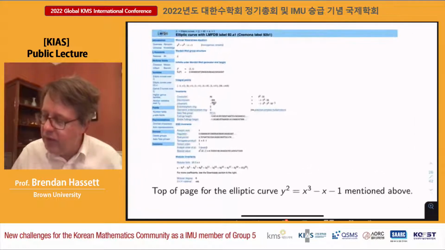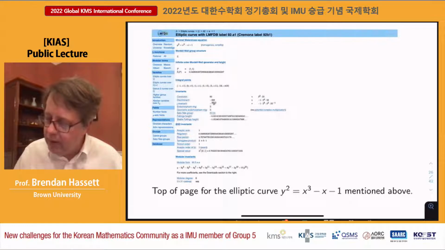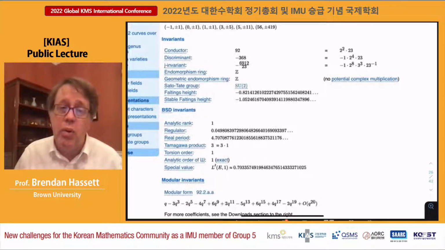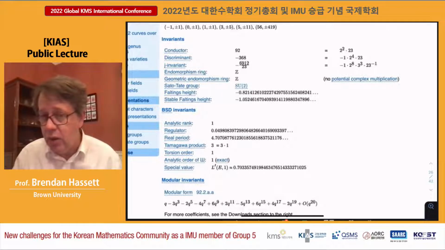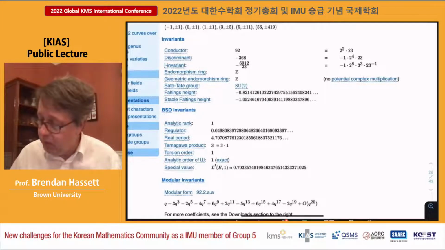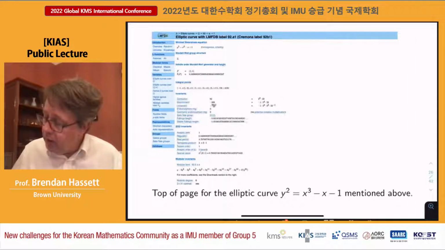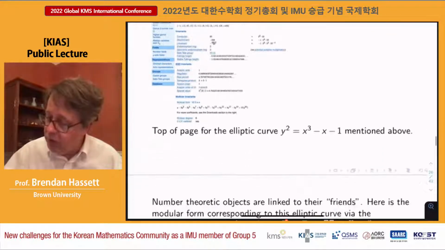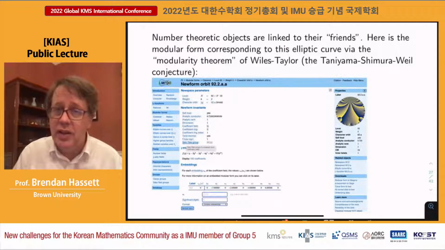And lots of information that is relevant to things like the Birch-Swinnerton-Dyer conjecture. So you see here the BSD invariants. These are the things that actually go into the precise formulation of the Birch-Swinnerton-Dyer conjecture. All the different things that go into the shape of the functional equation, we present them here. And we try to link the objects that are related to each other. And so number theoretic objects are linked to their friends.